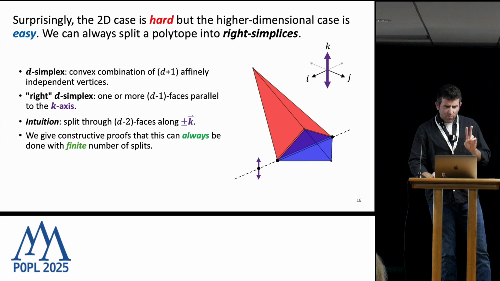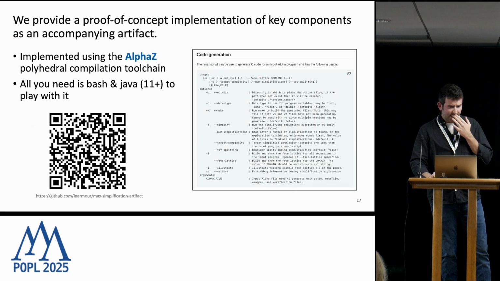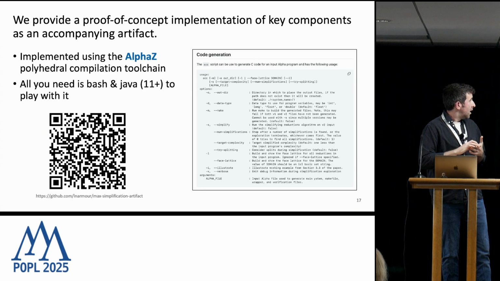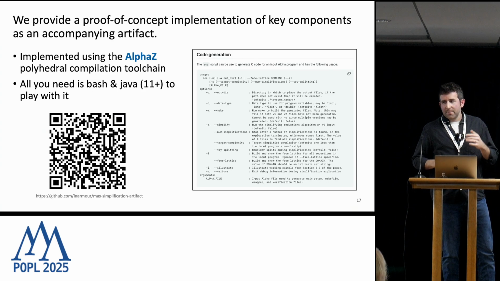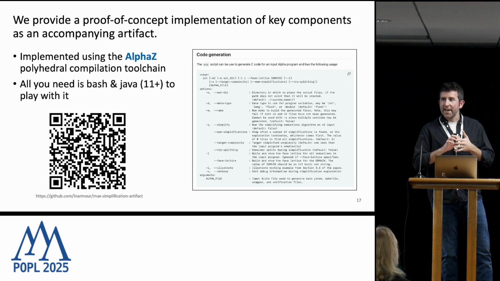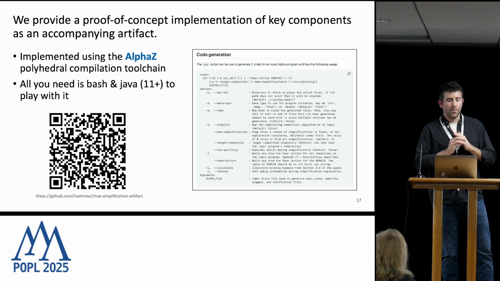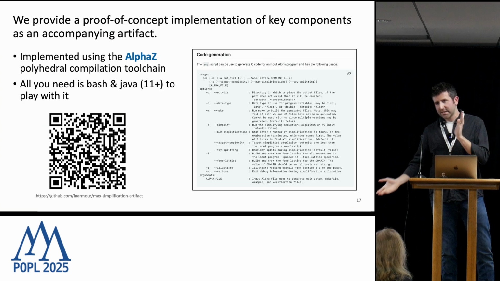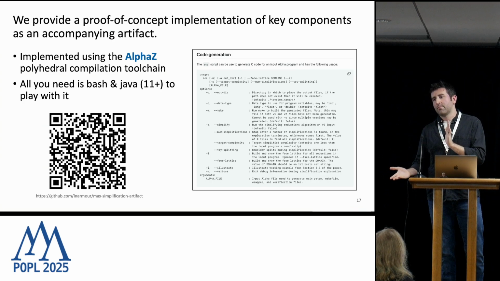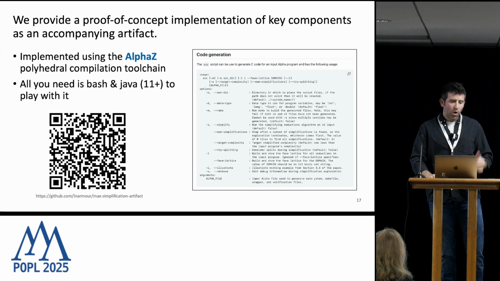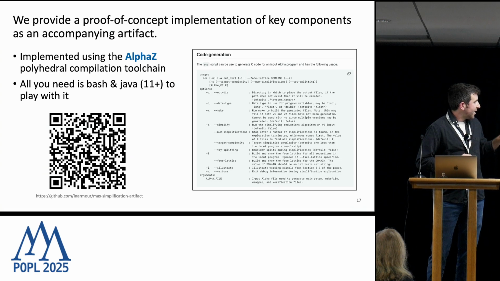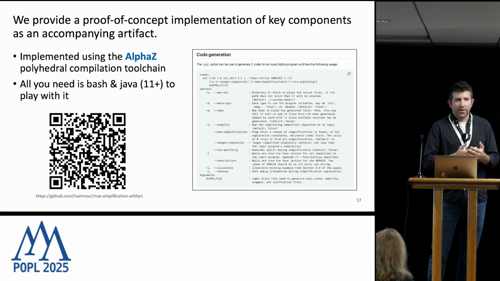So I have 2 more slides, and the only other thing that I want to mention is that we have an artifact where you can play around with this. It's a proof of concept implementation of a lot of the key components. So you can write input equations that have some quadratic complexity, you can push the simplification button and it spits out an equivalent linear time program. So all you need to use the artifact is a Linux machine or a Mac machine with Bash and Java 11. In the artifact, we link to the whole source code for the underlying Alphas toolchain.